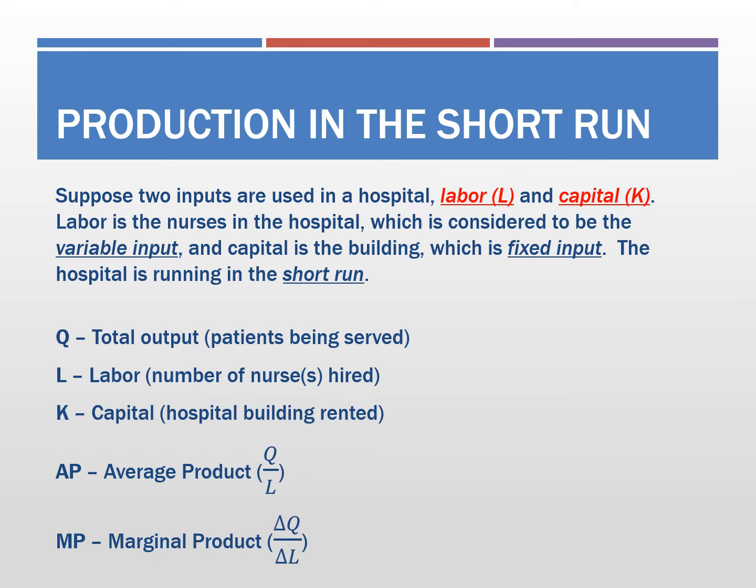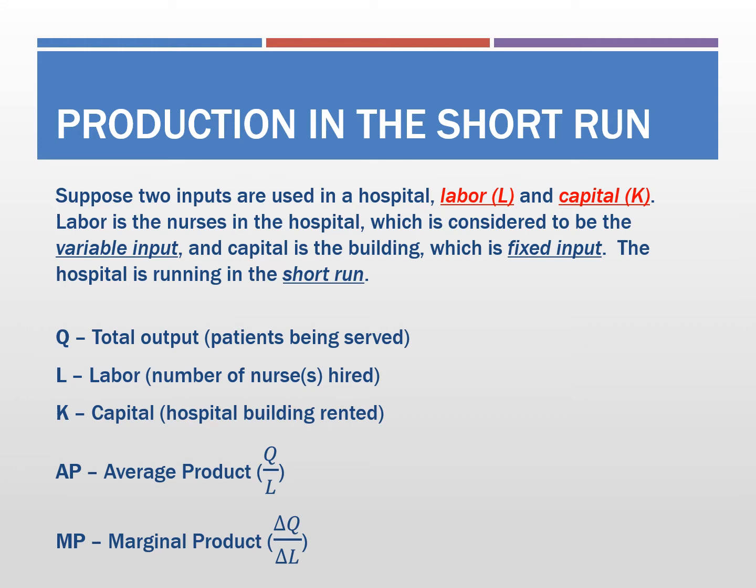In this case, we are assuming the hospital is providing a healthcare service in the market. The hospital has two inputs here: one is labor and the other is capital. Labor refers to the nurses in the hospital, and in this case we treat labor as a variable input in production. Capital refers to the buildings, and we are assuming the building is a fixed input in this production. So, according to our definitions, as long as the production is facing some fixed input, in this case the building, we are analyzing the production in the short run.